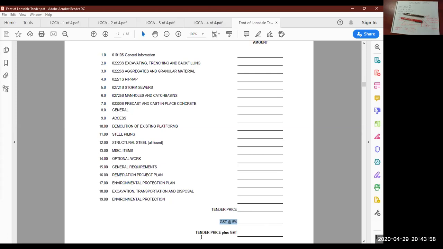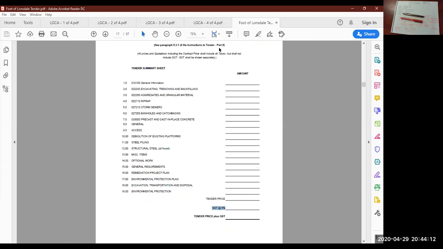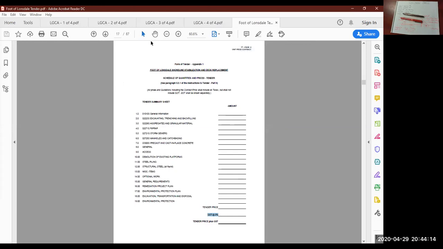So your total tender price is the sum of those two. So your total tender price for this example is $1,050,000. Okay, so that was GST. So let's take a little bit closer look here.